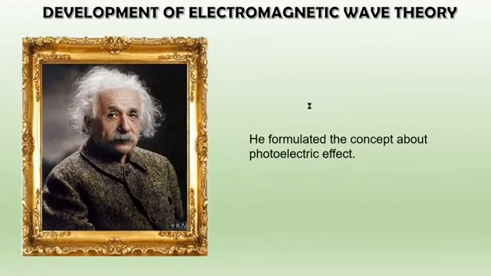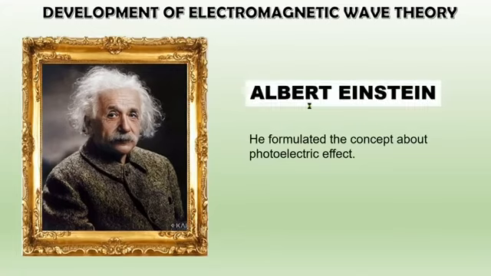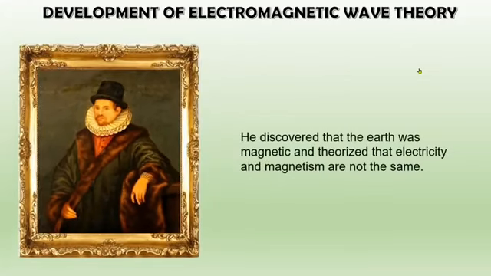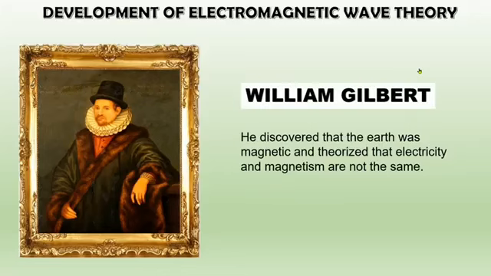He formulated the concept about photoelectric effect. I think you know him. Who is he? He is Albert Einstein. How about this one? He discovered that the Earth was magnetic and theorized that electricity and magnetism are not the same. Who is he? He is William Gilbert.